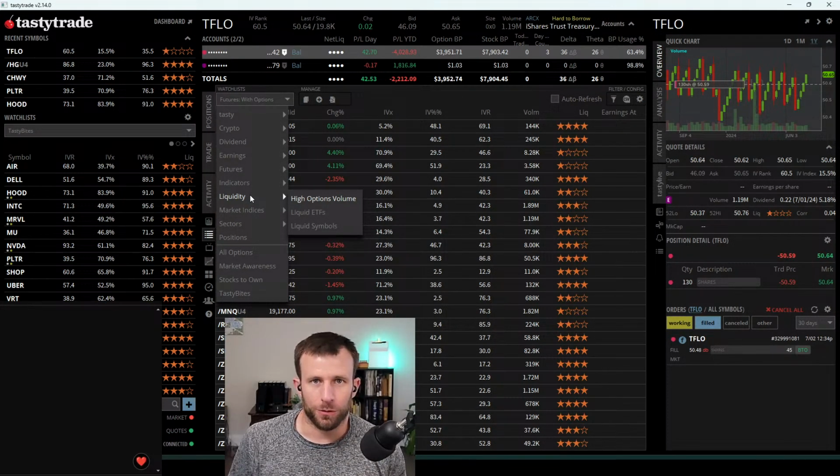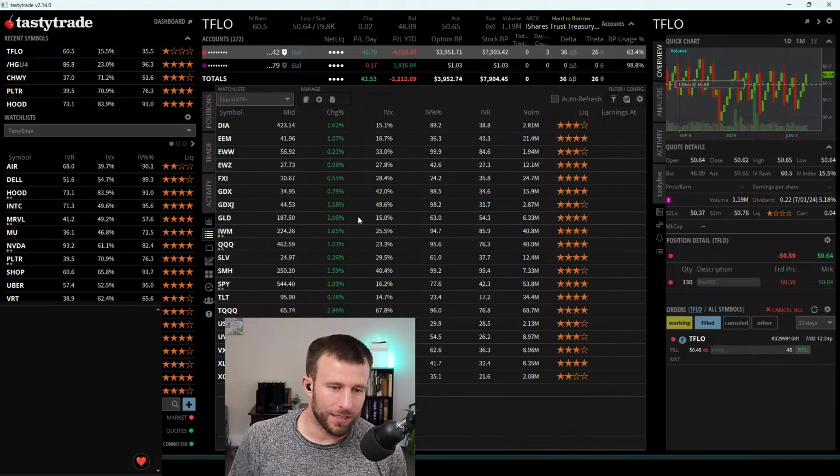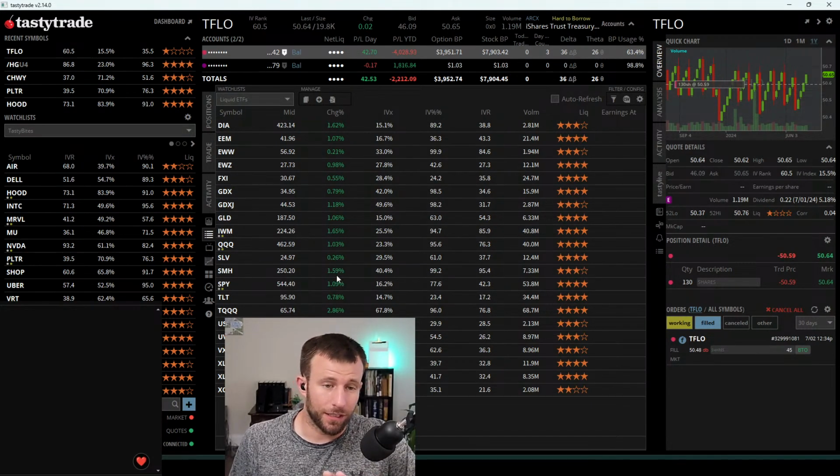And lo and behold, TastyTrade has on the watch list liquidity tab, and it has liquid ETFs. And I just put everything on here. I think I might have taken XOP off. I'm not sure. But I just pretty much copied this watch list and it started adding individual stocks to it as I was searching through and finding different stocks.